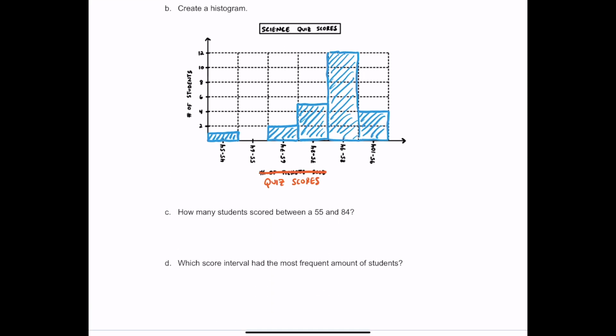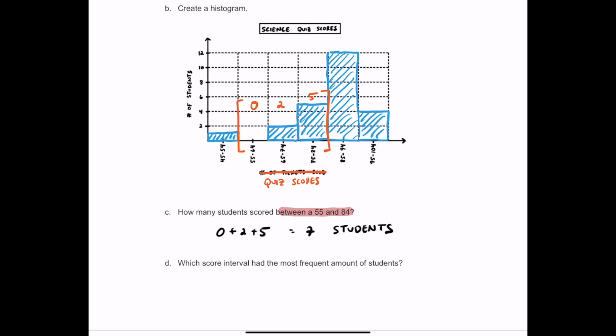How many students scored between 55 and an 84? Well, let's see here. 55, you'd have to look over here, and 84, you'd have to look over here. So we're looking for that range. So 0 students scored here, only 1 student here, or no, sorry, 2 students. And 5 students scored here. So if you were going to say how many students, you would just look at those bars and add them up. That's 7, so you can say 7 students scored between a 55 and an 84.